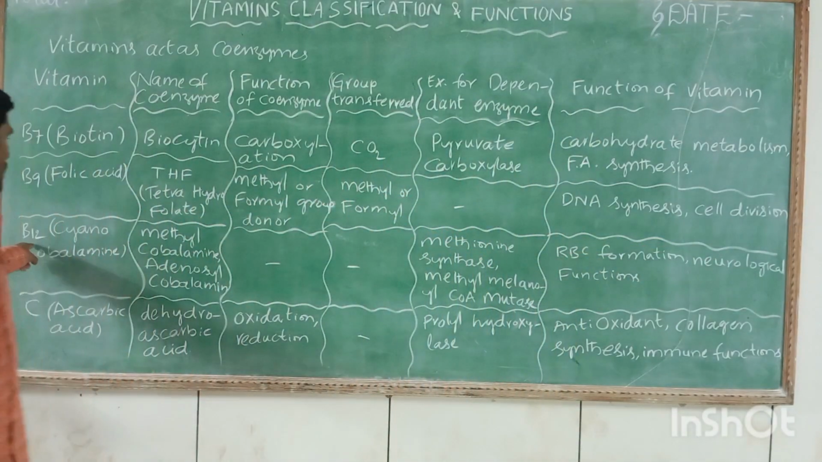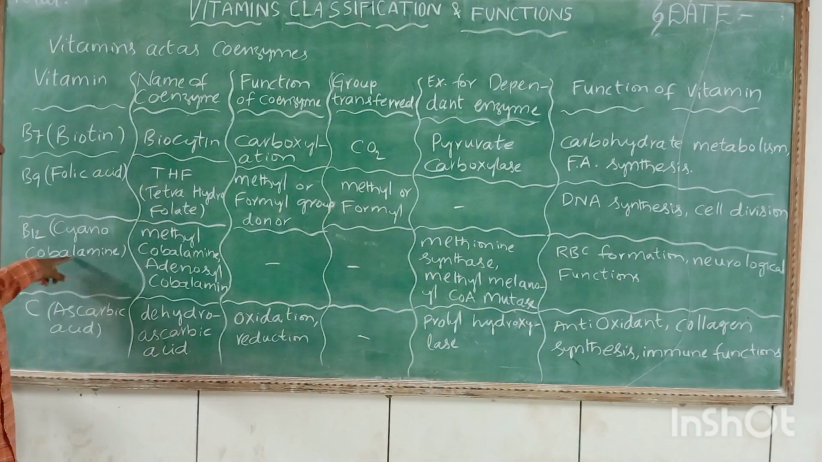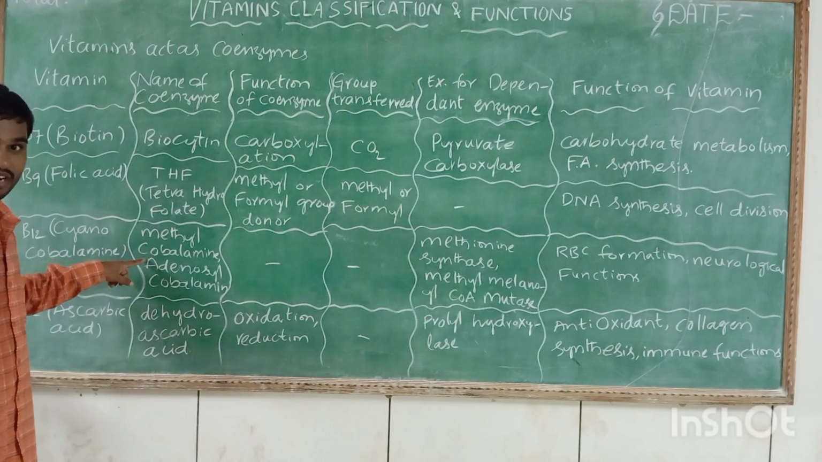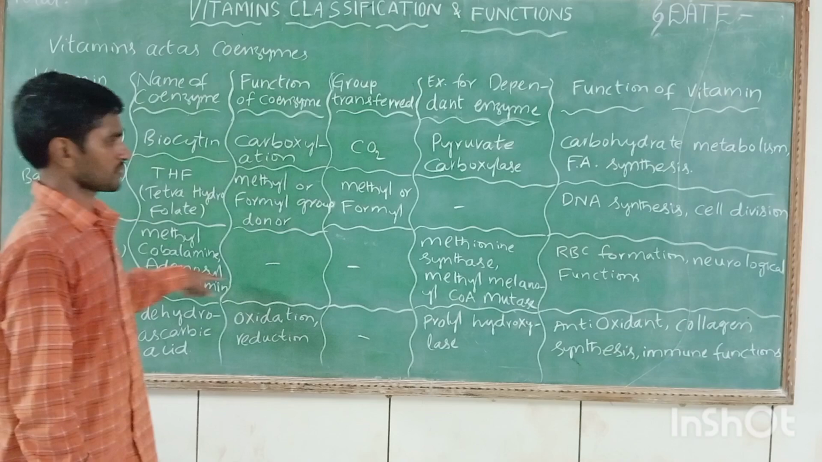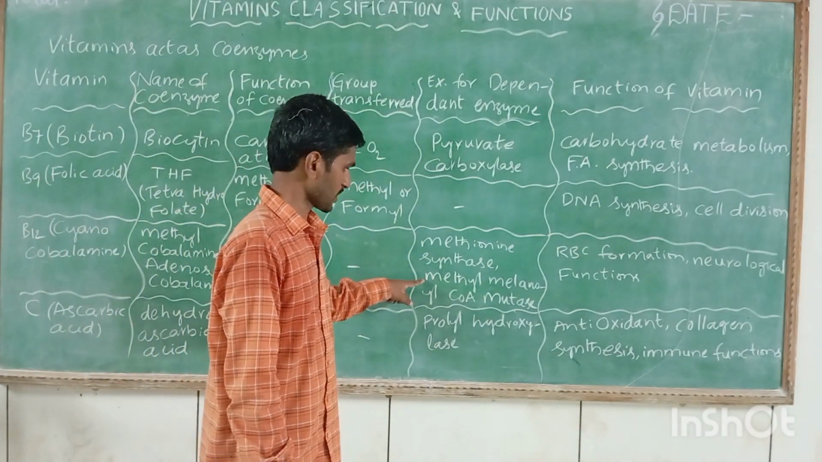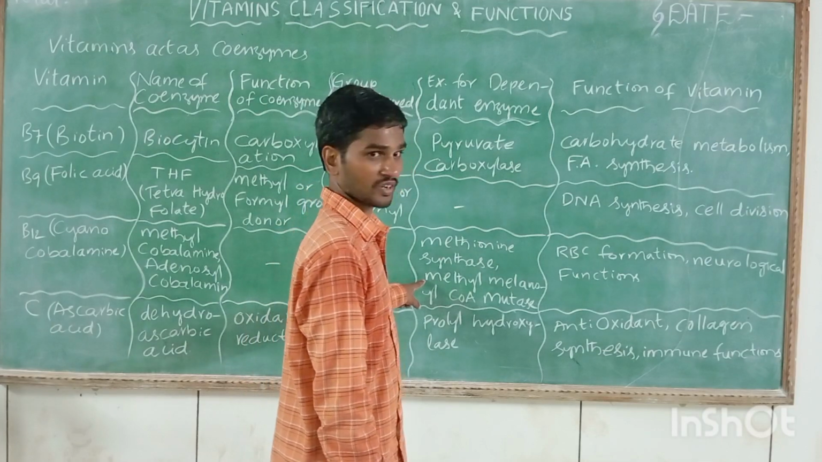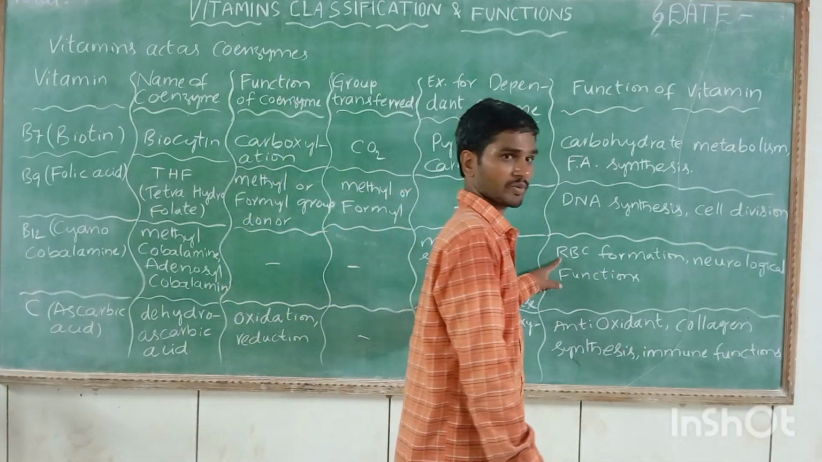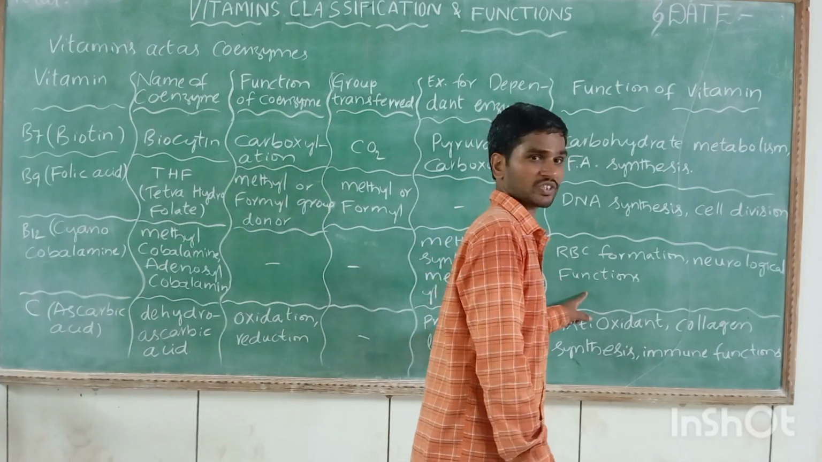Next, vitamin B12, also called cyanocobalamin. The coenzymes synthesized are methylcobalamin and adenosylcobalamin. The dependent enzymes are methionine synthase and methylmalonyl CoA mutase. These two enzymes depend on vitamin B12. The function of vitamin B12 is RBC formation and neurological functions.